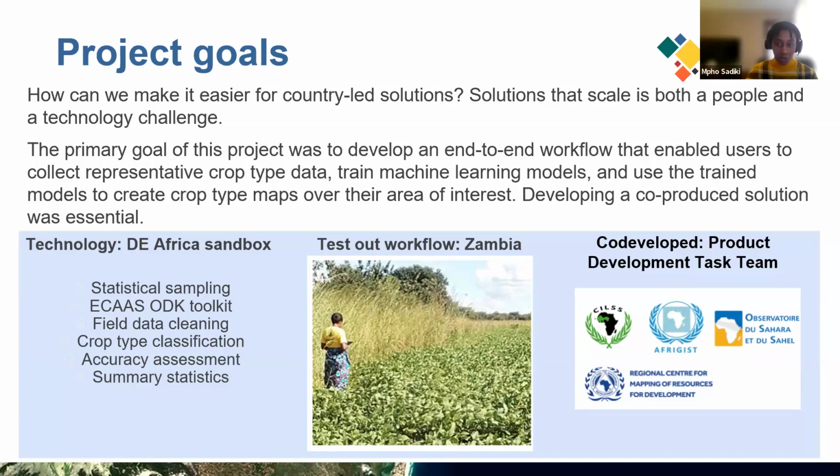And within this environment, you're able to query the data for an area that you're interested in. And that is what this crop type mapping workflow showcases: the fact that we're leveraging those continental scale data sets at local scales, and in this case, at country level. In addition to the sandbox, the workflow incorporates tools for statistical sampling, like the ECAS ODK for field data collection and cleaning. And like I said before, it was co-developed with some of our partners who we consider to be part of the Digital Earth Africa product development task team.